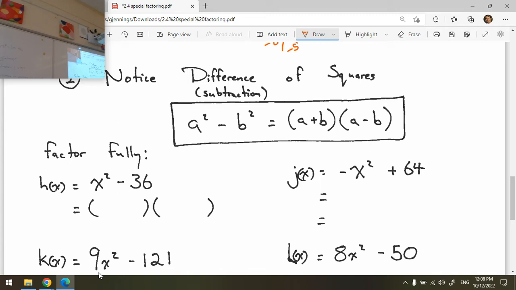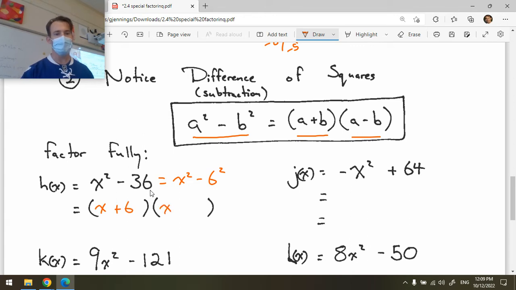Okay? Let's take a look at factoring differences of squares. And you can also see differences of squares all up there. I'll show you some differences of squares in a minute. Here, I notice that x squared minus 36. 36 is a square. So we could write that as x squared minus 6 squared. And in this case, I'm going to use this identity, a squared minus b squared equals a plus b times a minus b. So that's x plus 6 multiplied by x minus 6.